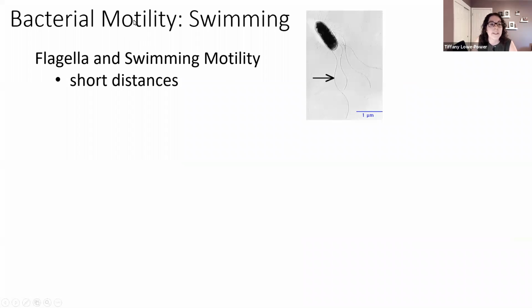So the flagella and swimming motility can help bacteria swim short distances. In the context of plant pathogens, this is not going to help bacteria move across a field of plants, but it can help the bacteria move across a root or move across a leaf surface in order to find an entry point that can help it invade the plant.